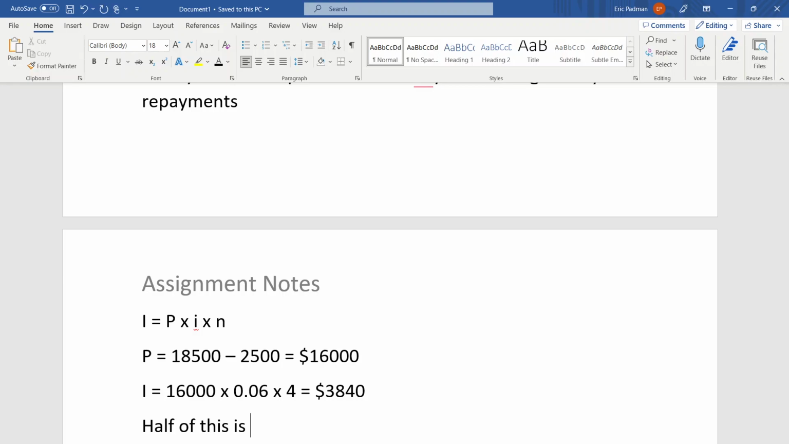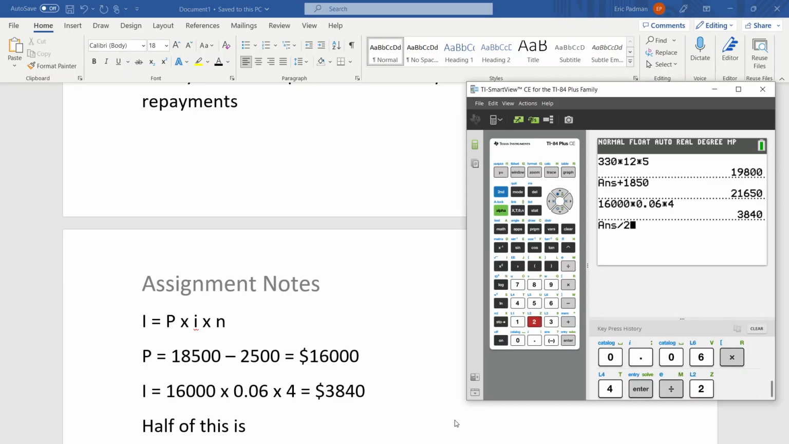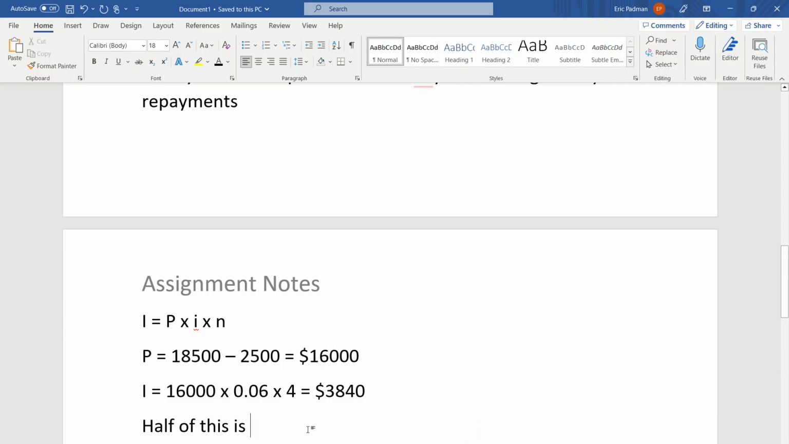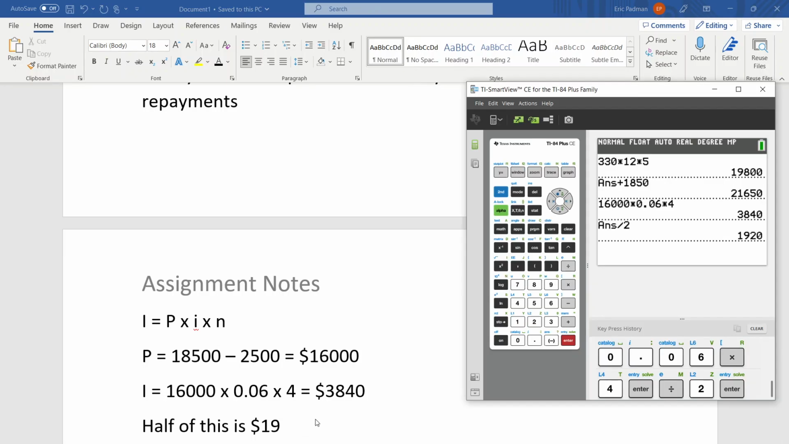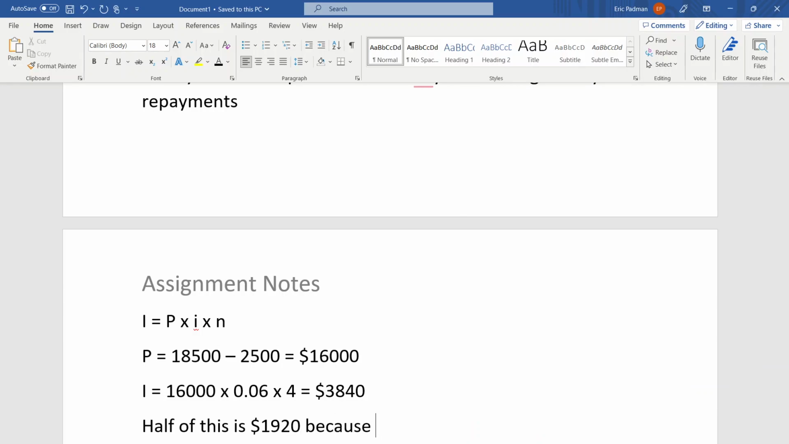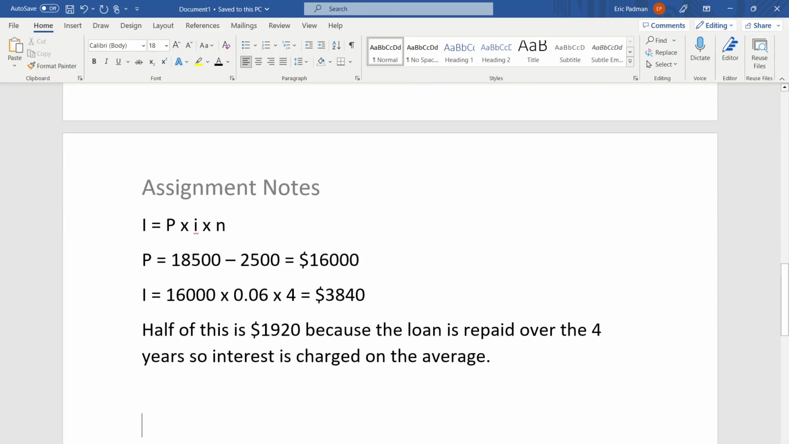So if I halve this, let's get my numbers right. Divide by 2, over 4 years. Yes, interest is charged on the average. That's why. So then that's what you're going to actually repay.